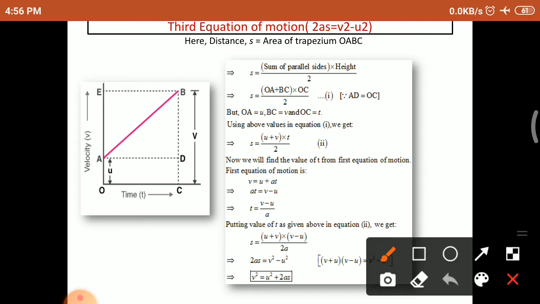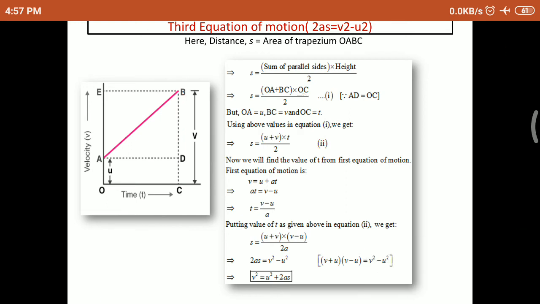So these are the parallel sides of the trapezium. The formula is the sum of parallel sides into height by 2, so OA plus BC into OC by 2. Here you have to substitute the values: OA is u, BC is v, and OC is t, divided by 2.